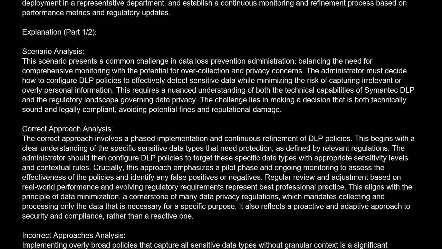This aligns with the principle of data minimization, a cornerstone of many data privacy regulations, which mandates collecting and processing only the data that is necessary for a specific purpose. It also reflects a proactive and adaptive approach to security and compliance, rather than a reactive one.